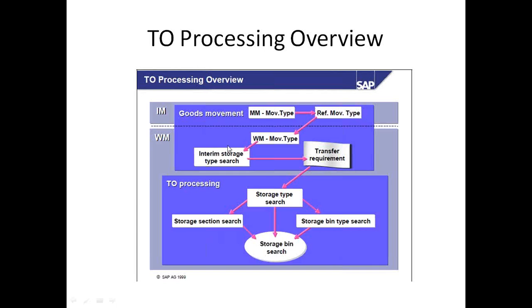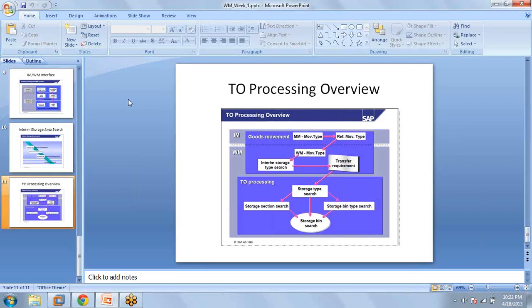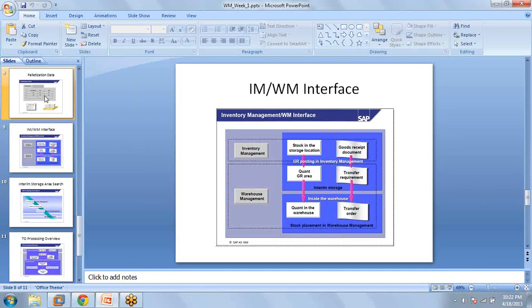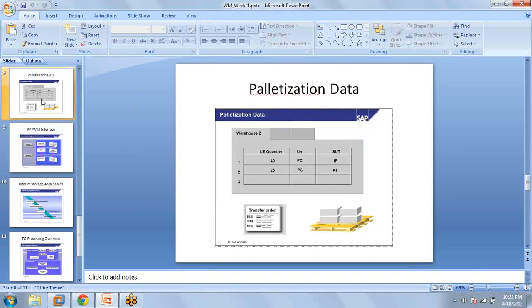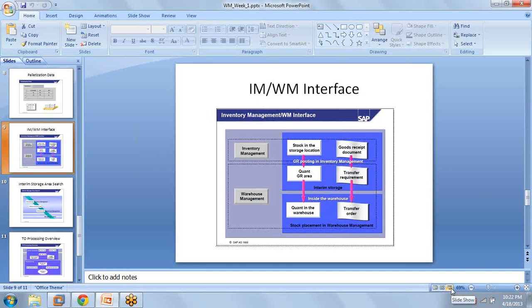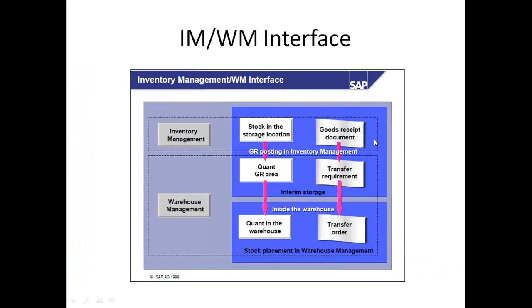In order to find the storage bin, this is the schema, how it happens. First, we have received with the goods movement type 101. IM and WM are not directly connected. See how the IM and WM are connected with the reference movement type. It's not directly connected. That is the point we must see here.